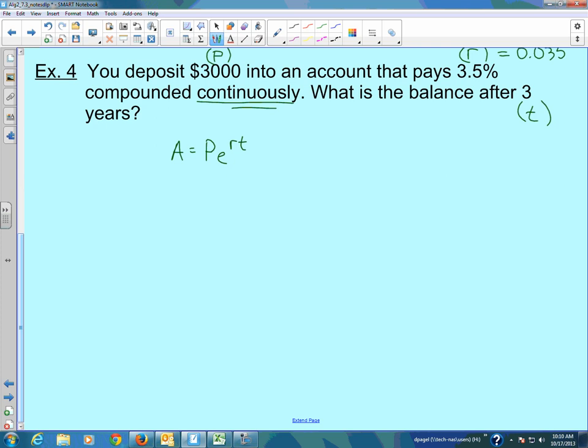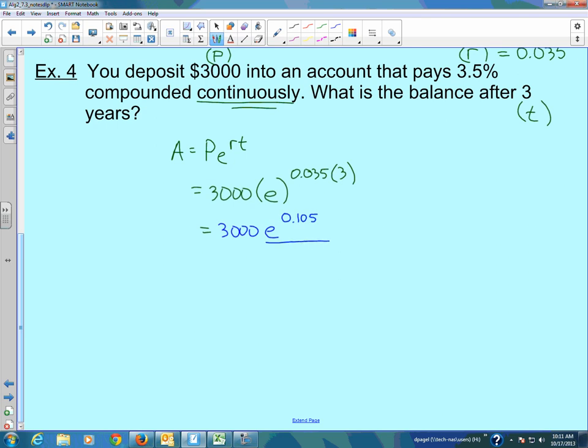Let's put in what we have. So $3,000 e to the 0.035 r, and for 3 years. Now, when I put this in the calculator, I probably want to do this in chunks. I want to make sure that I do the exponential piece first, so the 0.035 times 3 becomes 0.105. So 3,000 e to the 0.105.